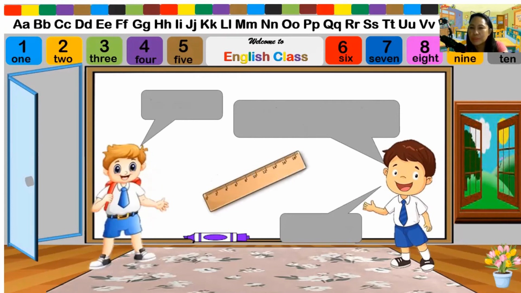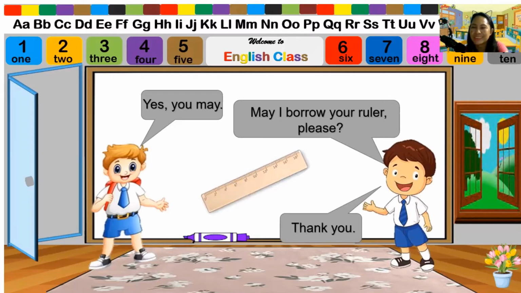Okay, what does he want to borrow? That's correct. A ruler. So, you must say, may I borrow your ruler, please? And then, okay, if he allows you to borrow, he will say, yes, you may. And then we say, thank you. All right.